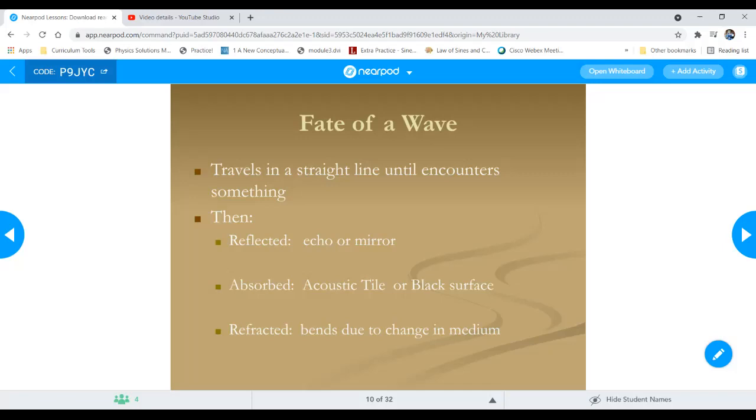Or it could be refracted, where the light is actually bent. And that's because the medium changes. A good example of that is a rainbow. So the light is traveling in a straight line, and then it interacts with the water of a rainstorm, and it bends and it separates out the light. So that's what refraction is.